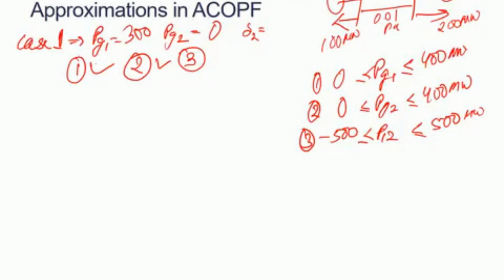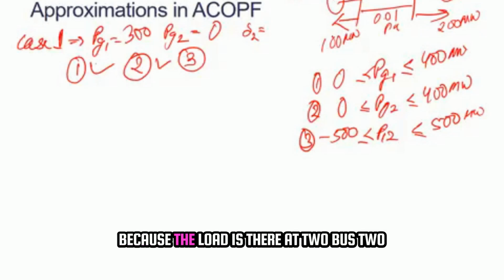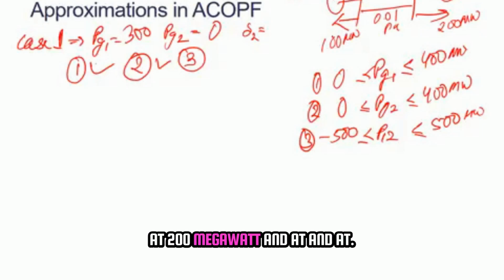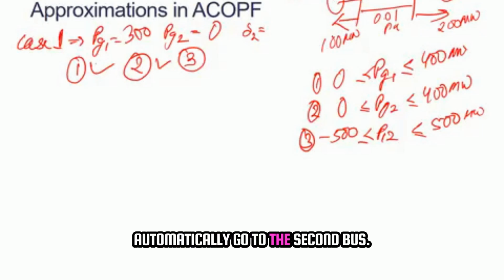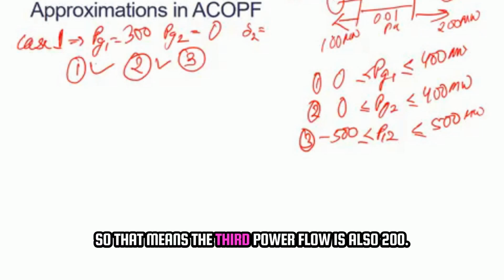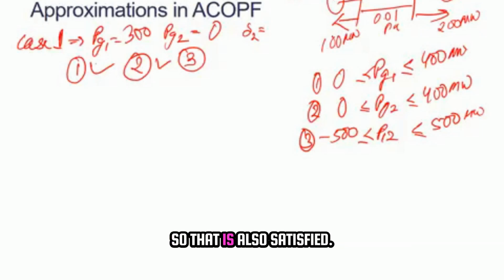200, sir. Why 200? 200 megawatt, because the load is there at bus 2 at 200 megawatt. And because this is a DC OPF, we ignore the resistances, therefore we ignore the losses. So whatever power there is will automatically go to the second bus, so that means the third power flow is also 200, so that is also satisfied.